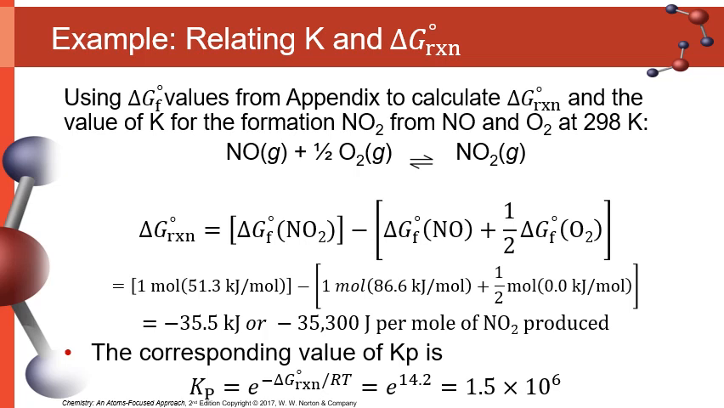Now we can calculate K by using the equation delta G equals negative RT ln of K, and our final K value is 1.5 times 10 to the power of 6, which is very large, as predicted. In this flip, we discussed the link between the thermodynamic concept of free energy and the concept of equilibrium.